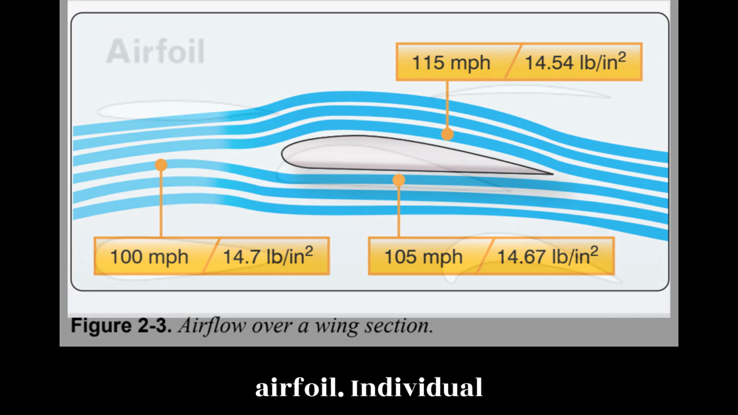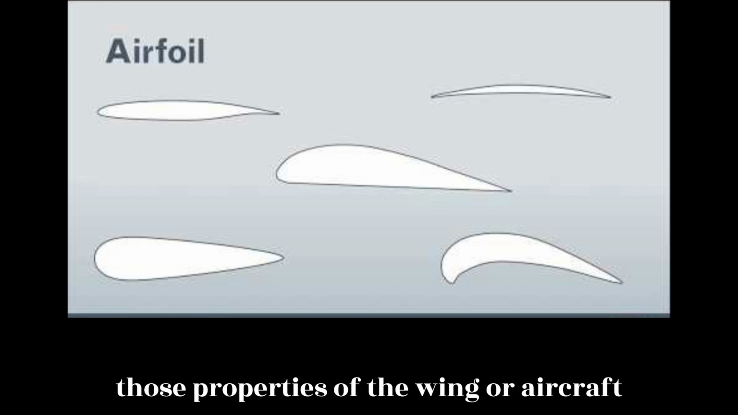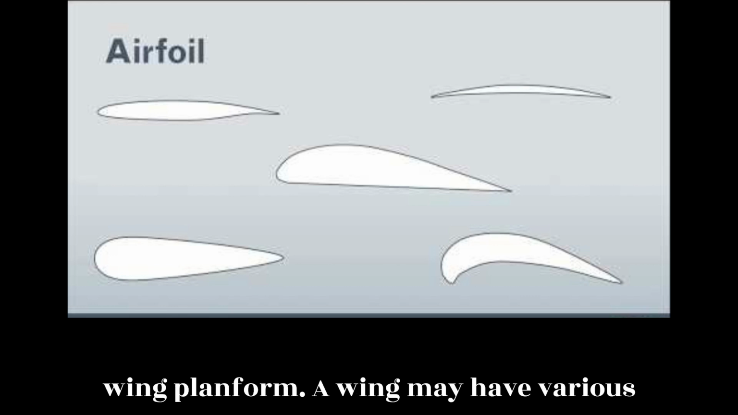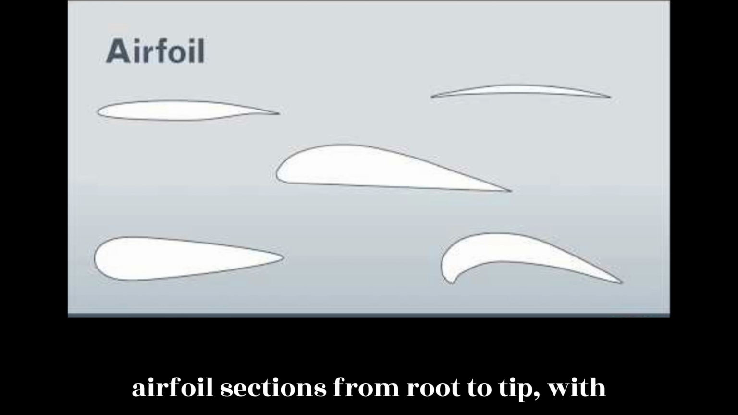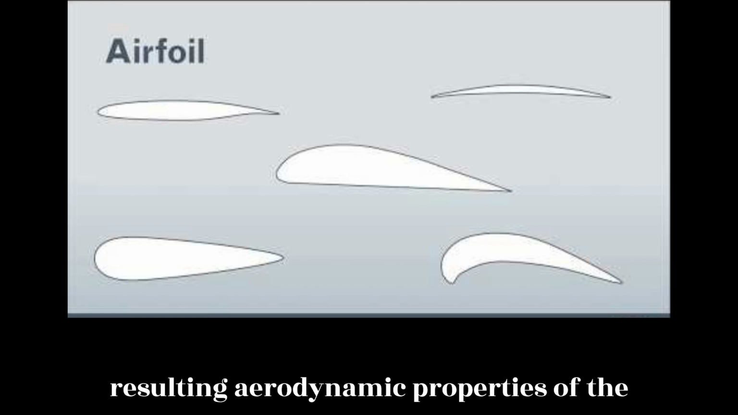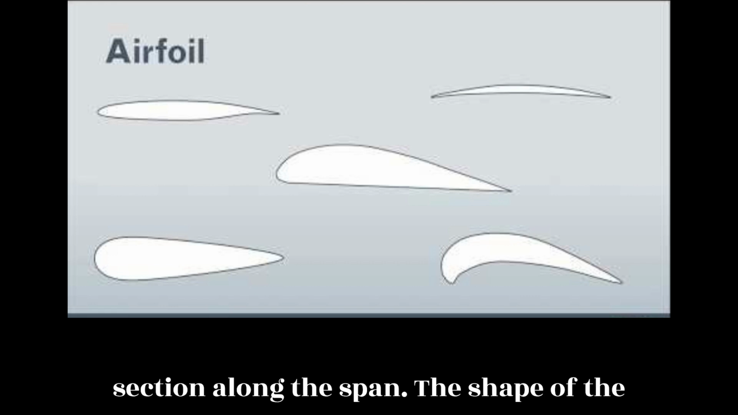Shape of the airfoil. Individual airfoil section properties differ from those properties of the wing or aircraft as a whole because of the effect of the wing planform. A wing may have various airfoil sections from root to tip, with taper, twist, and sweepback. The resulting aerodynamic properties of the wing are determined by the action of each section along the span.